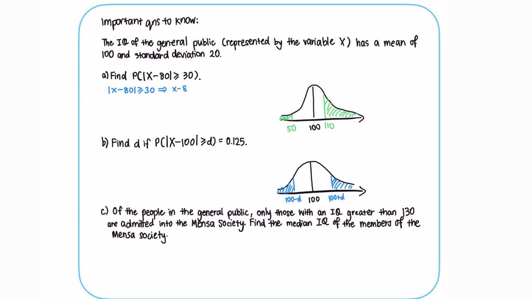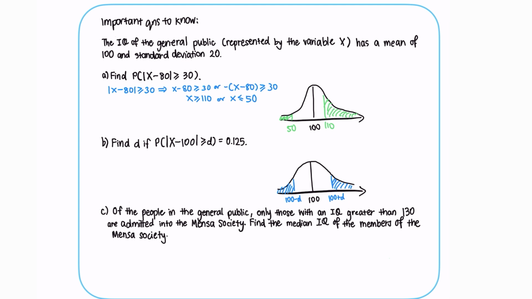This means x minus 80 is more than or equal to 30, or negative (x minus 80) is more than or equal to 30. So if we resolve this inequality, this becomes x is more than or equal to 110, or x is less than or equal to 50. So again, we're trying to find the probability that this variable x has this condition. And this condition is equivalent to x is more than or equal to 110 or x is less than or equal to 50. So this over here is represented by these two green areas over here.